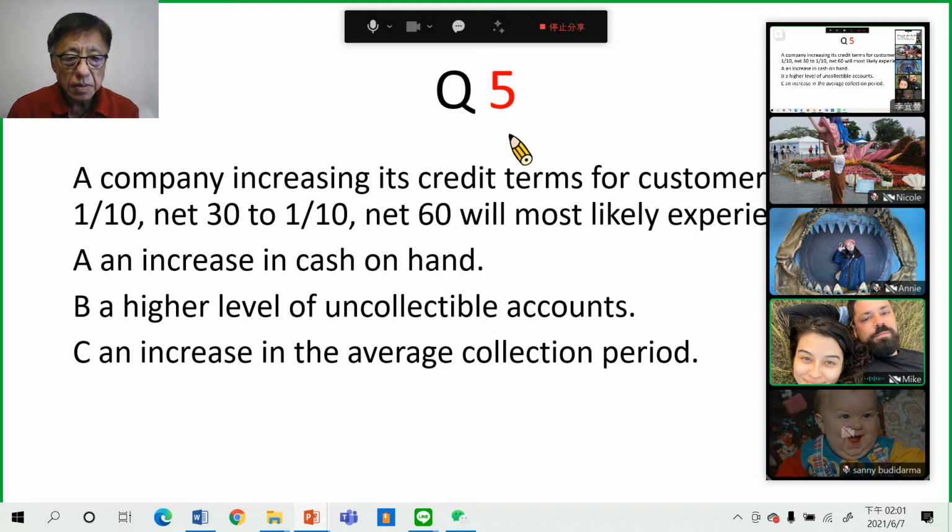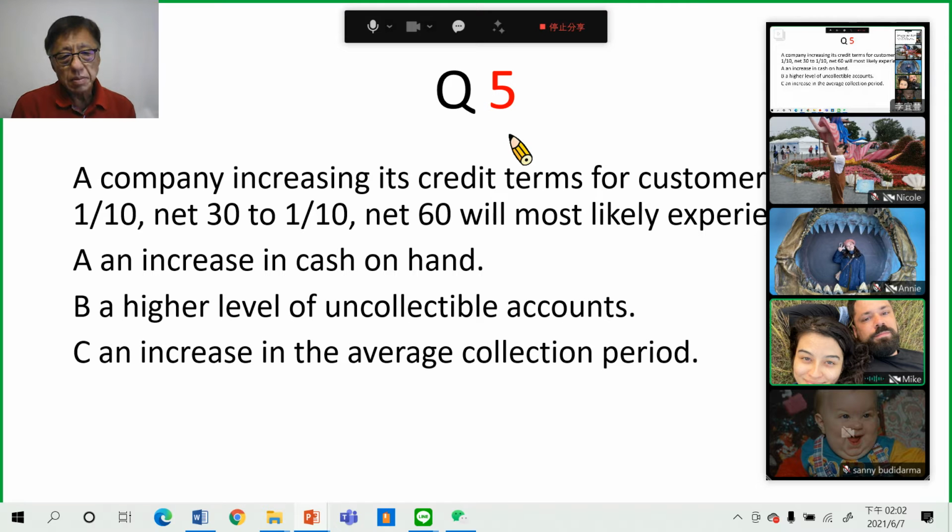And then the second part, if we switch it to 1/10 net 60, the discount remains the same, 1% for 10 days, but your payment period is extended to 60 days. So will this mean that we have an increase in cash on hand? No, because if you allow your customers to pay in a longer period, they will probably take longer to pay. So you will not have an increase in cash on hand.